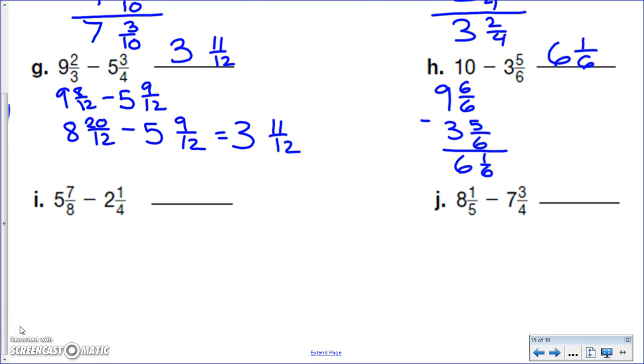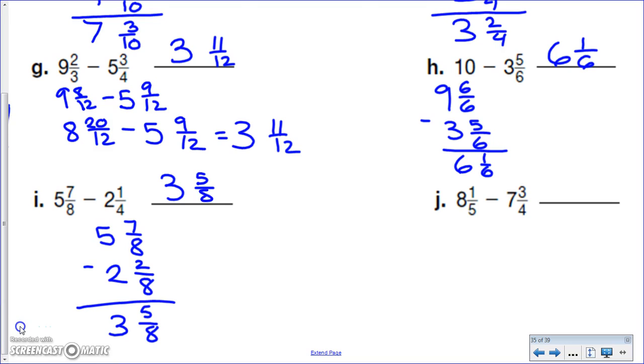For I, we have 5 and 7/8 minus 2 and 1/4. So the first thing we have to do is get the 2 and 1/4 into eighths. So it becomes 2 and 2/8. Now we can subtract. 5 minus 2 is 3. 7/8 minus 2/8 is 5/8. So our answer is 3 and 5/8, which cannot be simplified any further.